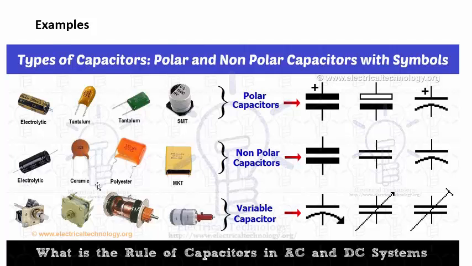Then we have some that are not polarized, so that they can go any way in a circuit. Typically these are ceramic capacitors, and can also be polyester capacitors. And then there are also variable capacitors. These are the various symbols. If it's polarized, it will have a plus mark on the positive terminal, or sometimes it's just done by this curved side. So the curved side is the minus side, or the lower potential side.